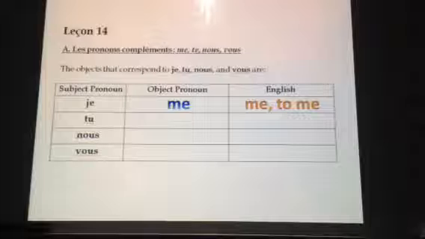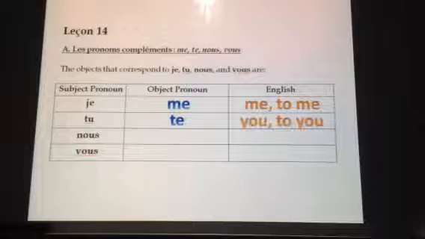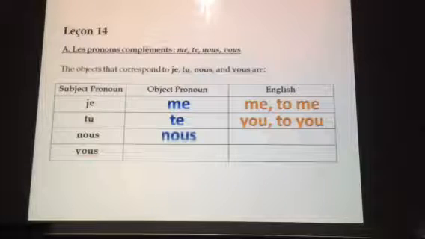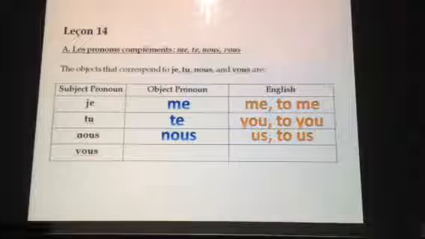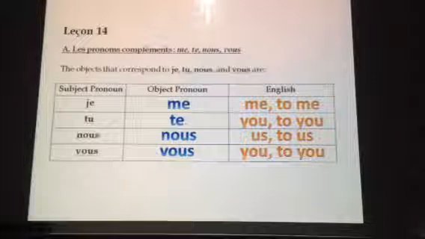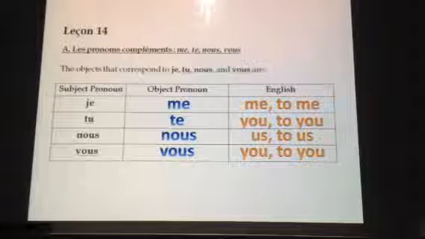The next one that corresponds with tu is te. Te means you or to you. And just like tu, you're going to use this when you are being informal and singular. The next one that corresponds with nous is the same thing, nous. In this case, nous means us or to us. And the last one that corresponds with vous, also the same thing, vous. And in this case, vous means you or to you. Vous as an object pronoun, you're also going to use when you are being formal or plural. So it could be y'all, if you want to think of it that way.